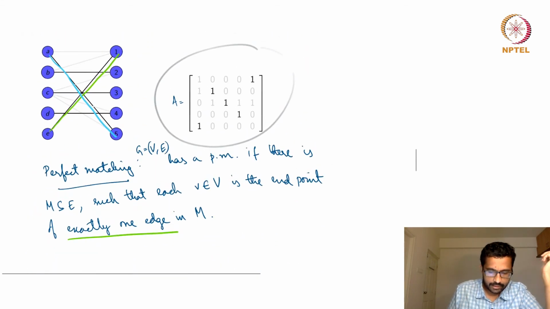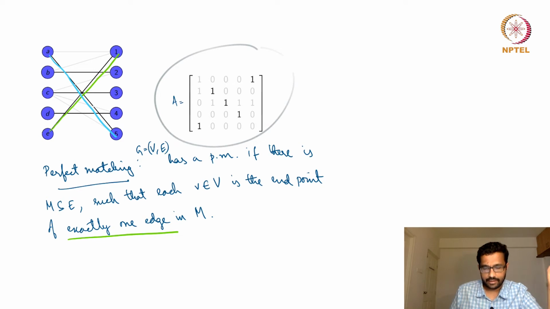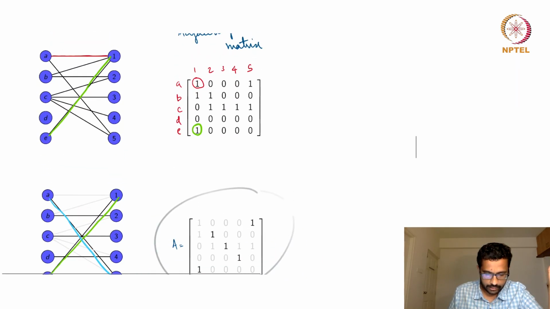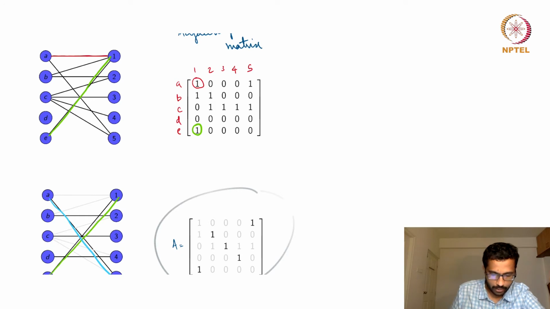So it's the same as asking how many perfect matchings does this graph have, and you can check how many this has. I think E should map to 1 no matter what, because that is the only edge of E. That would mean A cannot get 1, so A has to map to 5.